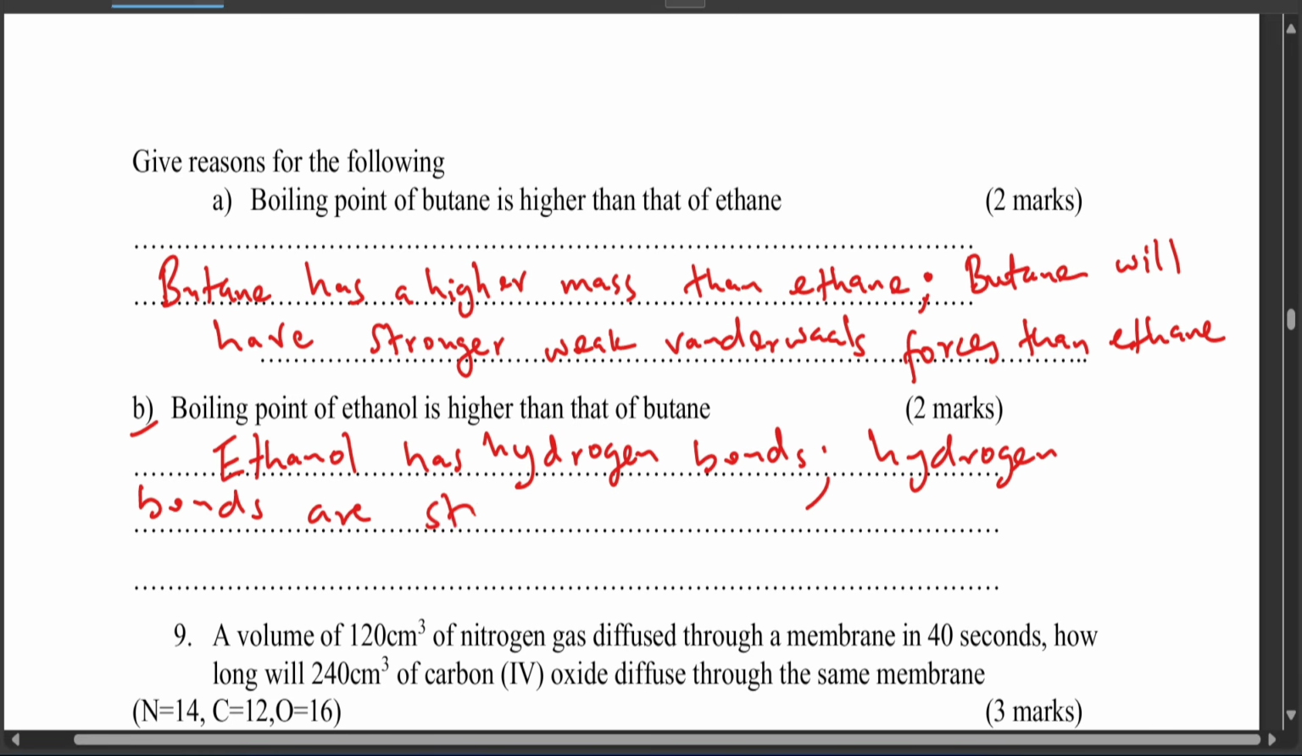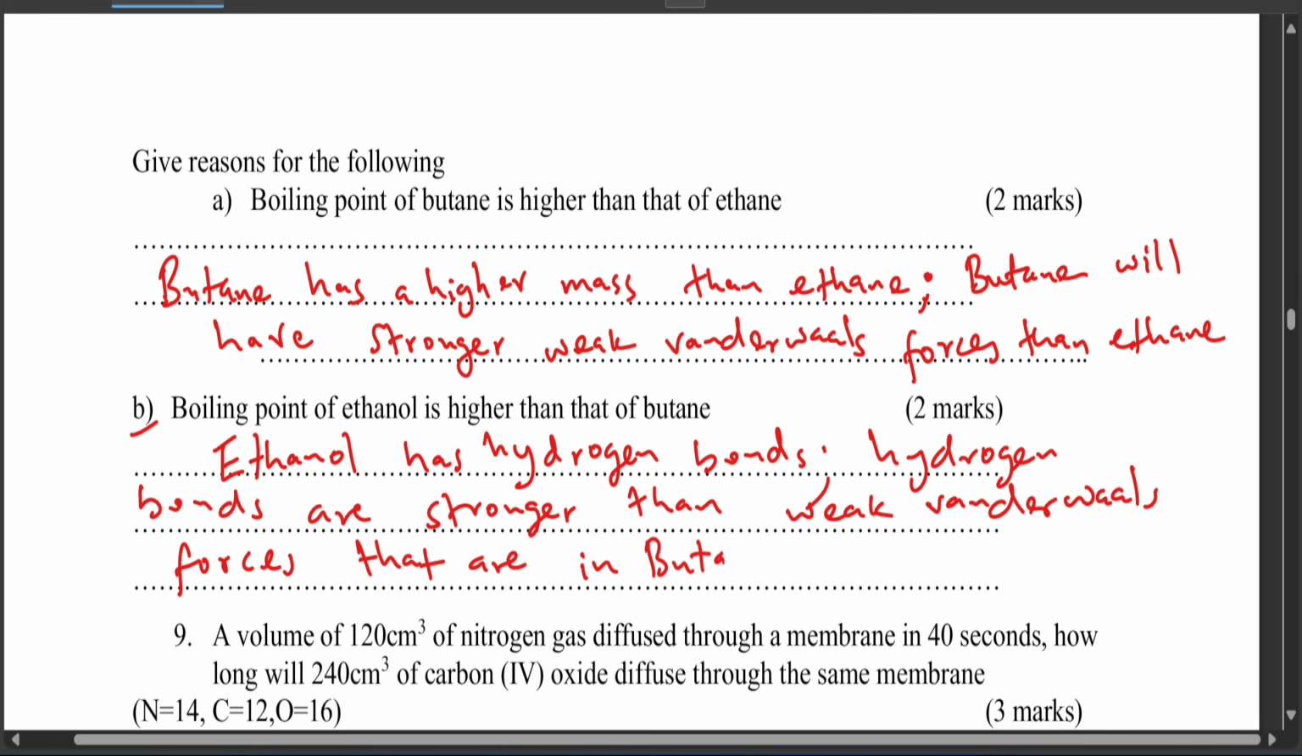Hydrogen bonds are stronger than weak van der Waals forces. So as a result, ethanol will have a higher boiling point. Okay, ethanol will have a higher boiling point. So the hydrogen bonds are stronger than the van der Waals forces that are in butane. So simple. So if the hydrogen bonds are stronger, this means that you need a lot of heat energy to break those bonds. Okay, with that, let's stop it there.